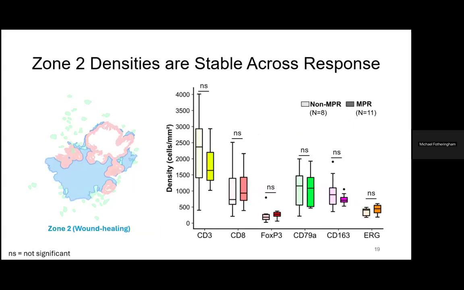When we do the same thing for zone 2, we see again, now I'm showing densities, not proportions, for each of these markers. We see that the densities are not significantly different in non-response versus response.